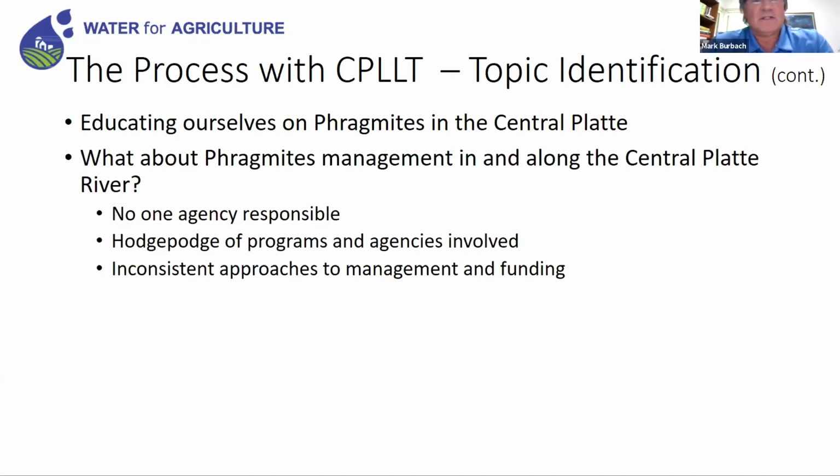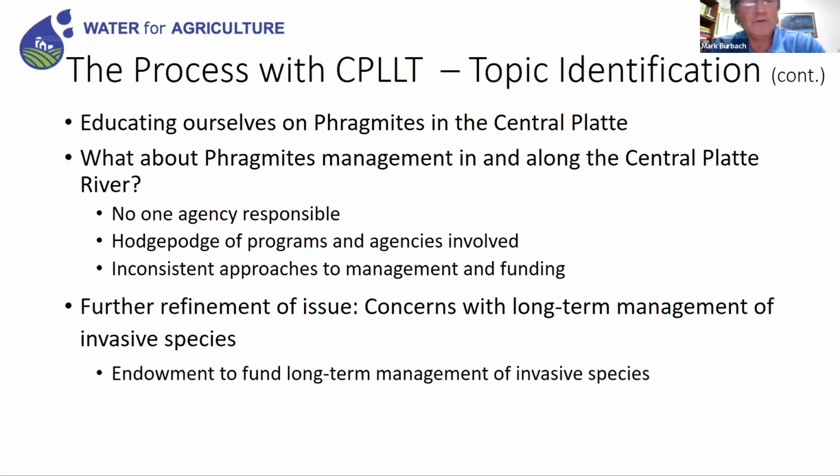And so some of the things that occurred to the local leadership, and why it made it interesting dealing with a topic of Phragmites, is it's not the responsibility of one agency. It's a hodgepodge of programs and agencies involved, and there isn't a consistent approach to management or funding. So this really started to resonate with our local leadership team as a topic. So we further refined the issue and became concerned with long-term management of invasive species, and more specifically, how do we fund the consistent long-term management? So we talked about and moved forward on an endowment to fund long-term management of invasive species.